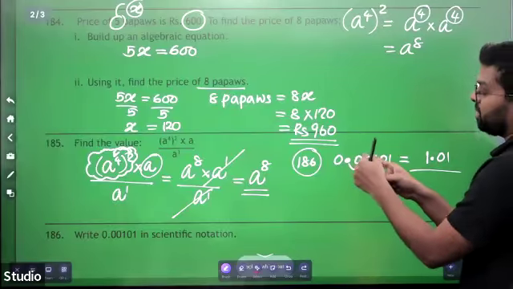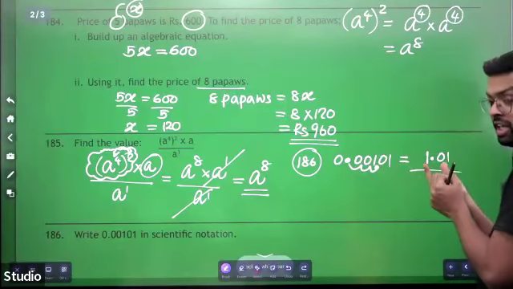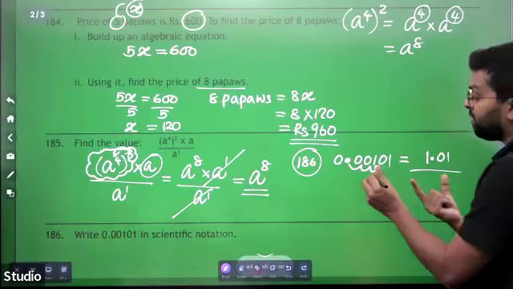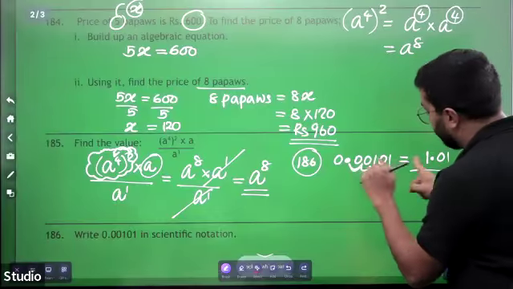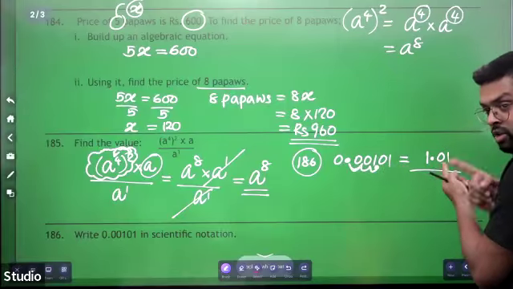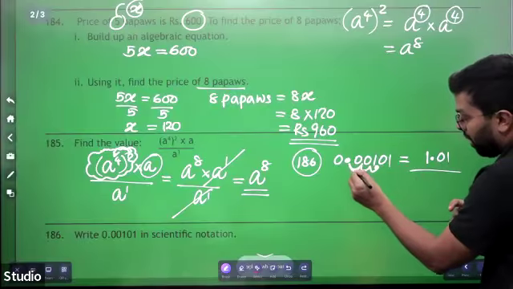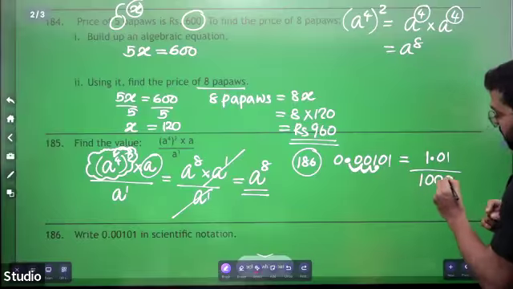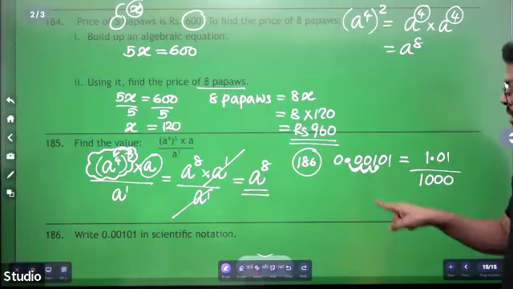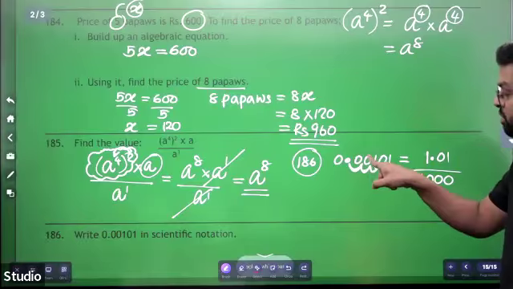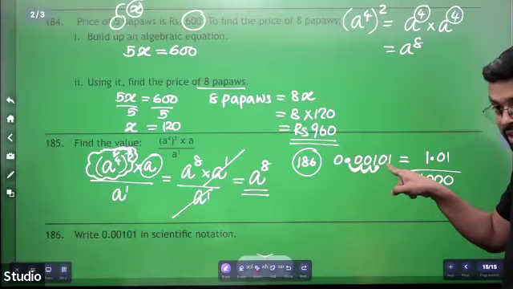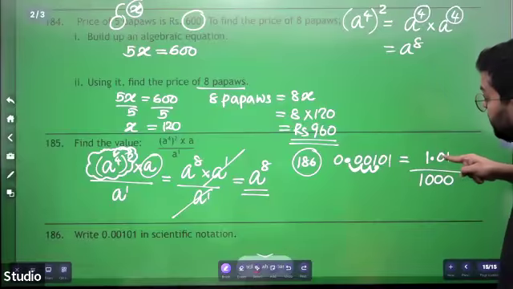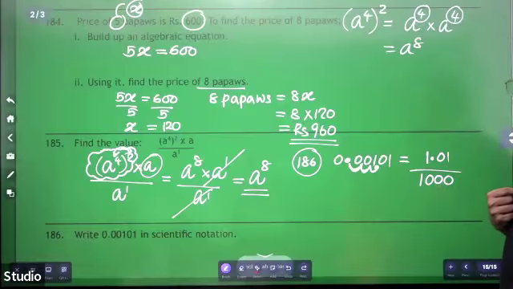Now here, 0.00101 is not equal to 1.01. These two are not equal, children. For them to be equal, what should we do? You have to divide this number by 1 and 3 zeros. Check whether what I am saying is clear. 0.00101 equals not 1.01 but 1.01 divided by 1000. I hope you agree.